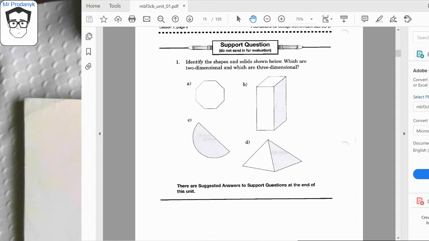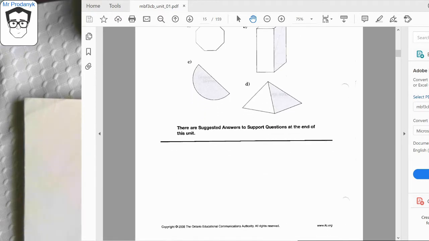And we need to identify these shapes and which ones are two-dimensional, three-dimensional. First one, pretty straightforward, right? That's an octagon, typical stop sign type of a shape. B, that's a rectangular prism. C, we didn't specifically talk about that in the previous lesson, but it's basically just a semicircle. It looks like it's pretty much a nice uniform circle that's been chopped in half. And then we have a triangular prism for D.